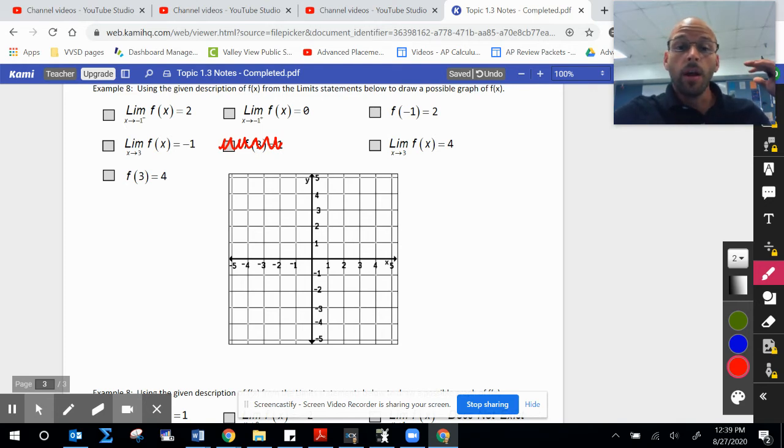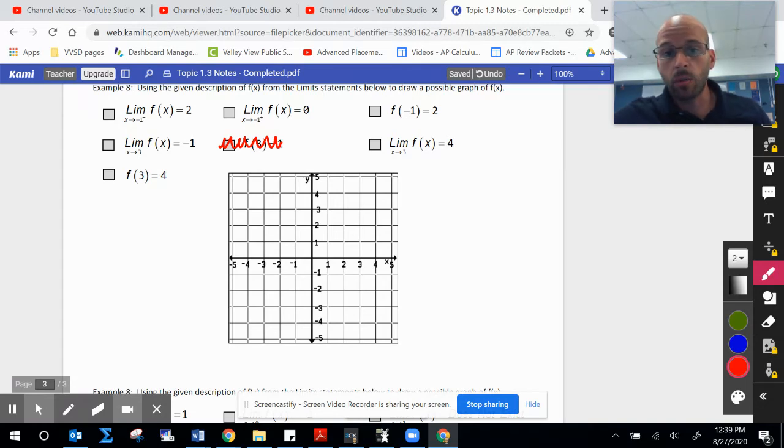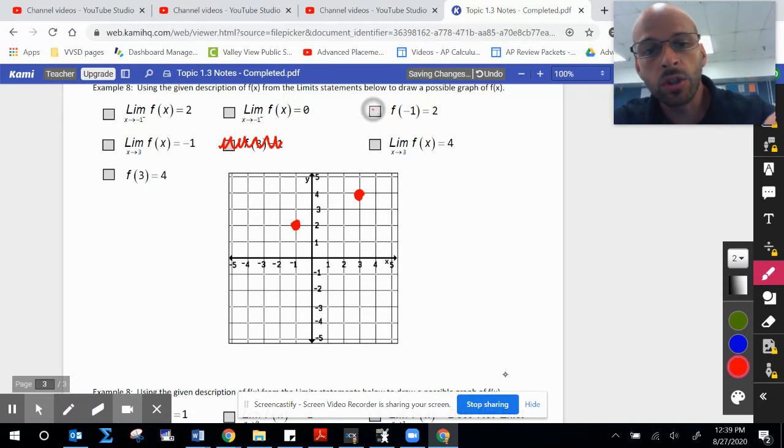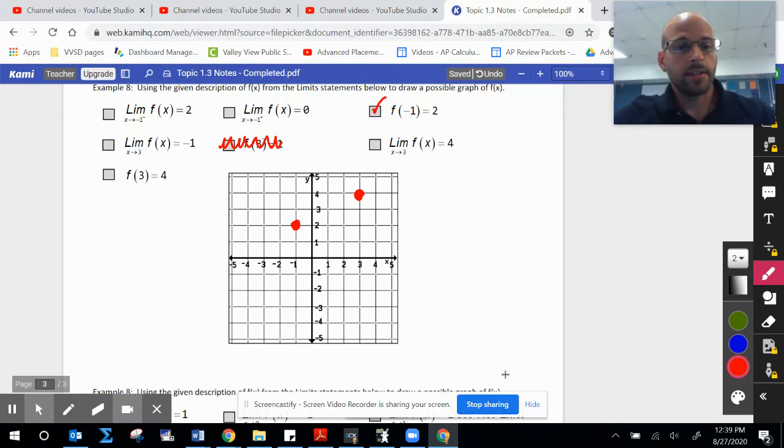Now, my strategy for this is to start with the points, the coordinates that we know. If you look ahead, I know f of -1 is 2. So at -1, I am going to put a point at 2. F of 3 is going to be at 4, right? So I know that these 2 points exist. That helps clue me into where my graph is going to be.